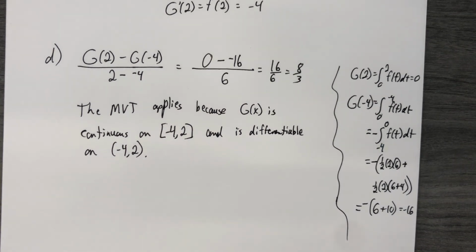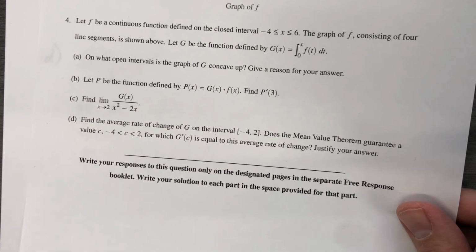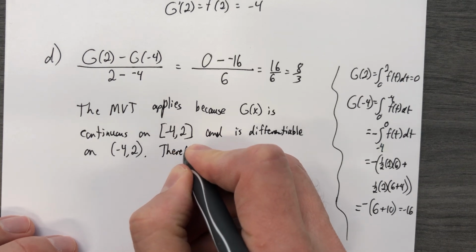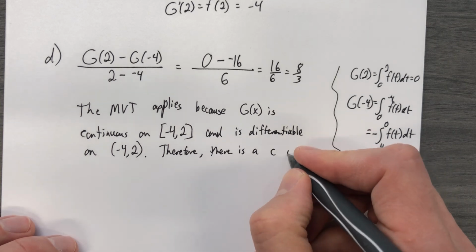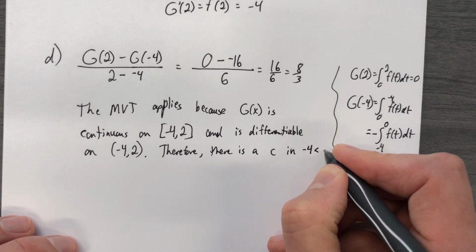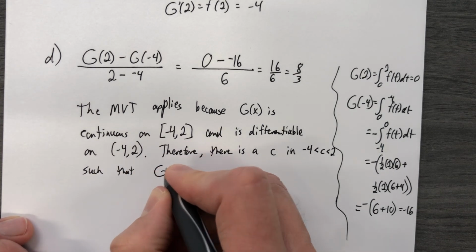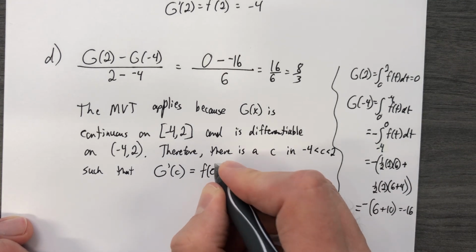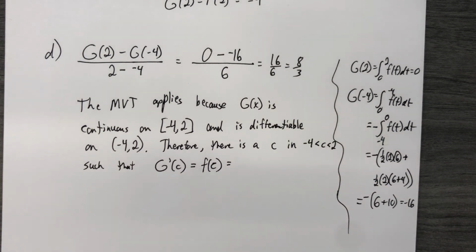Okay, good, fantastic. So does the mean value theorem guarantee it? Yes, it does. So I'm going to just articulate a little bit more here. And so therefore, there is a C in the interval from negative 4 to 2 such that the derivative of g at that C value is equal to, I'm going to throw this in here, f of c, because then we're going way back to the very beginning, one of the first things we wrote in this, where we kind of broke it down and we said, well, the derivative of g is f.